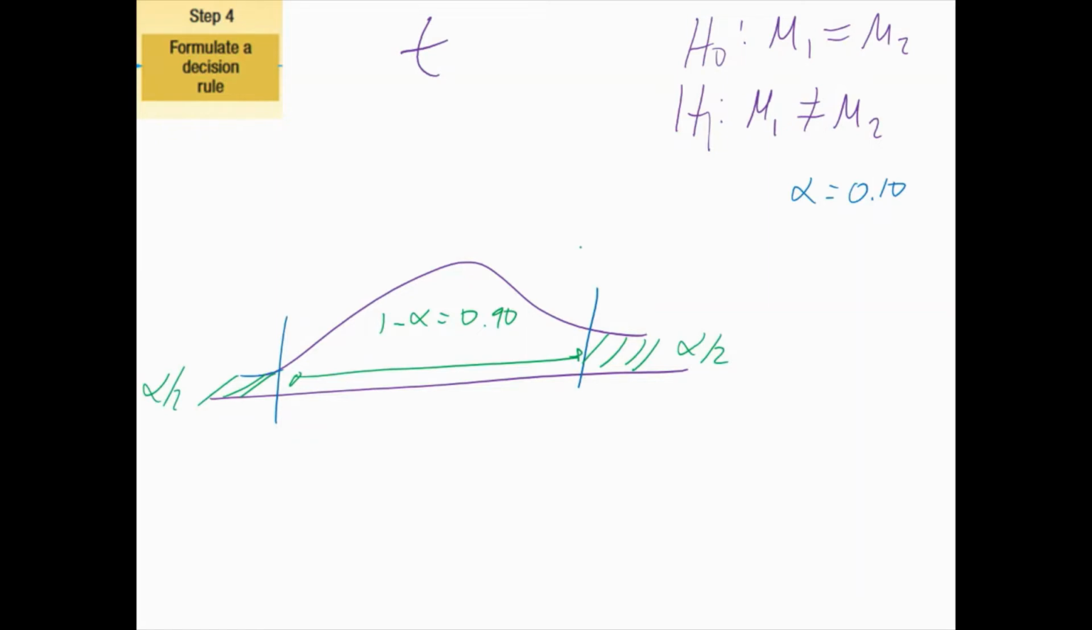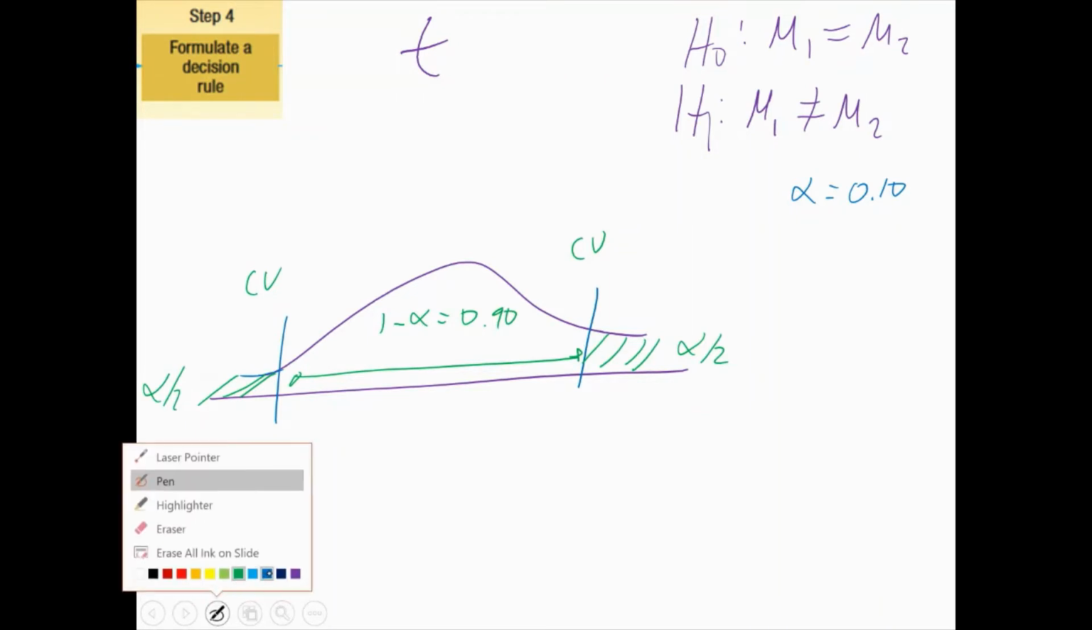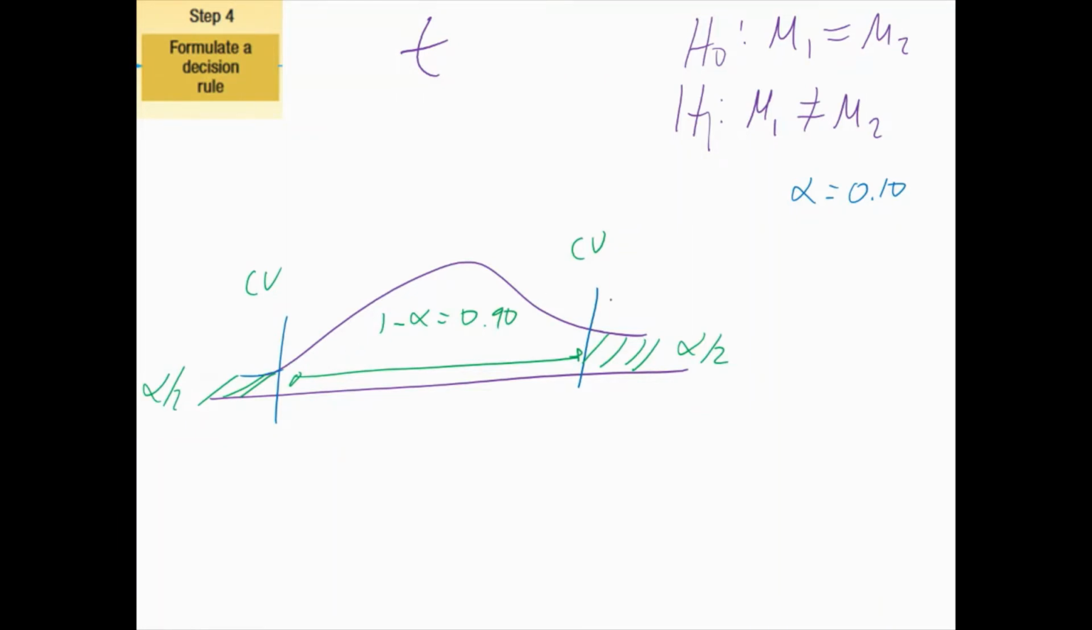Again, we're trying to find the critical value in which we separate the reject from the do not reject section. So this is the reject H0. Our tails are always the reject H0 zones. The area in the middle is the do not reject H0.